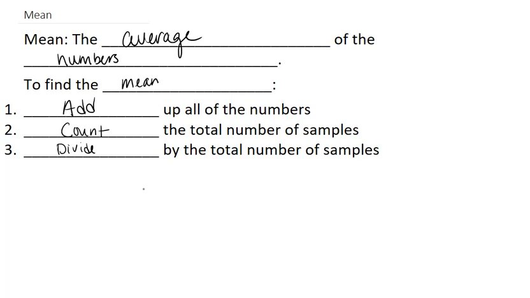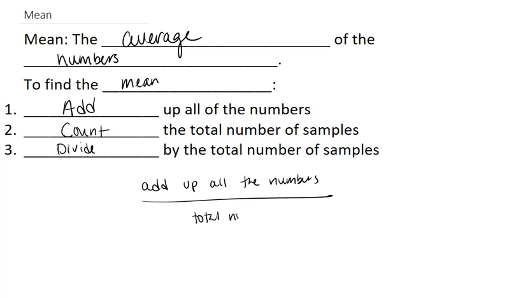So add up all the numbers and divide by total number of samples. So now let's look at an example.